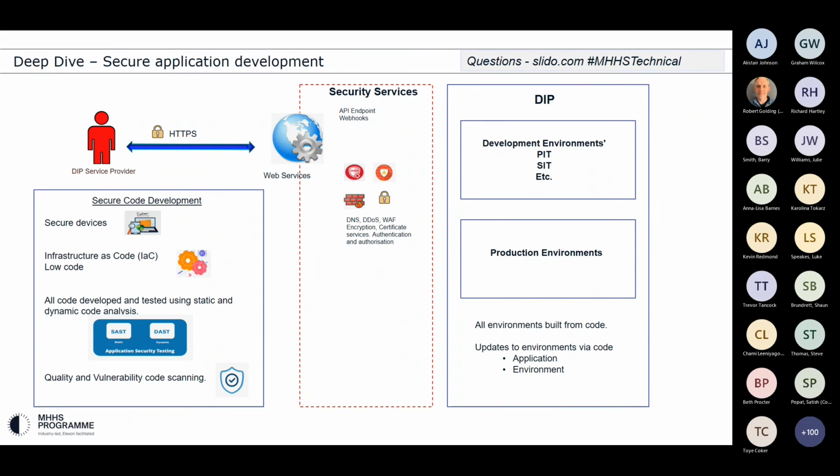And again, any interaction with the DIP will be through those security services, DDoS, DNS, and obviously they will be built and published by the DIP service provider as well. I haven't specifically drawn out the different test environments, but I've noted those on the right that we will have a number. For example, in production environments, all of these will be deployed from the same code that is used and promoted into each environment, obviously with varying levels of compute power that sit behind these.